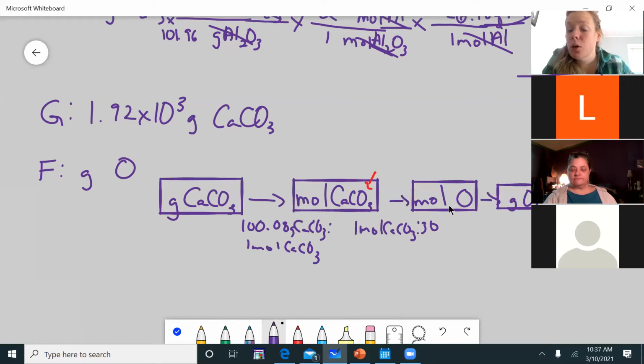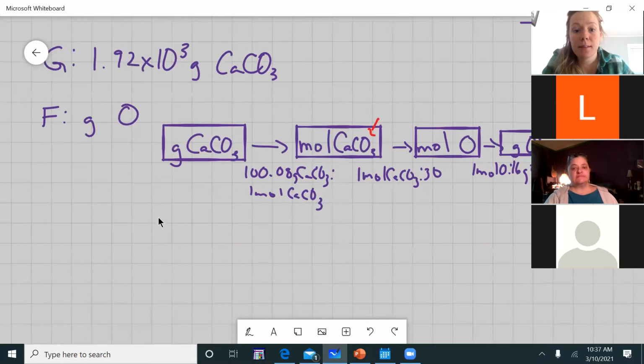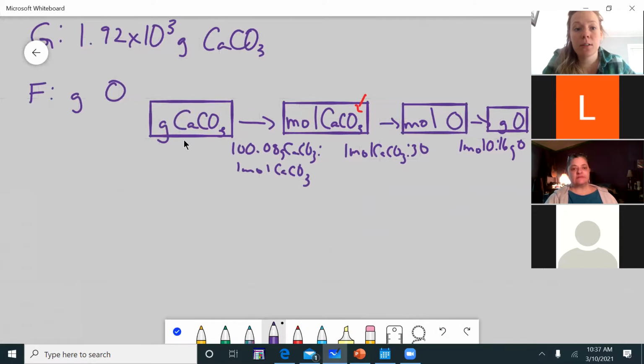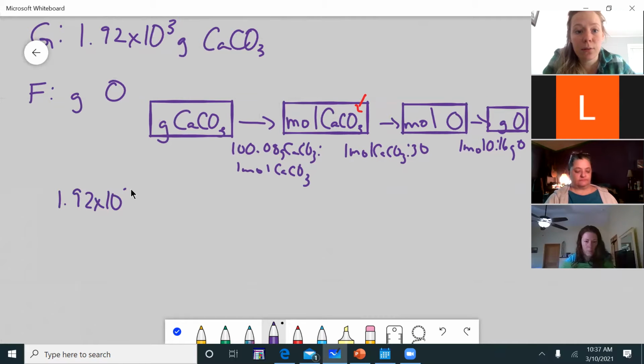And then the last step is to go from moles of just oxygen into grams of just oxygen. So we have to use the molar mass of only the oxygen. 1 mole of oxygen should yield 16 grams of oxygen. It's just the molar mass off the periodic chart. So now we can set this thing up in our dimensional analysis. Start with our given, 1.92 times 10 to the 3 grams of CaCO3.